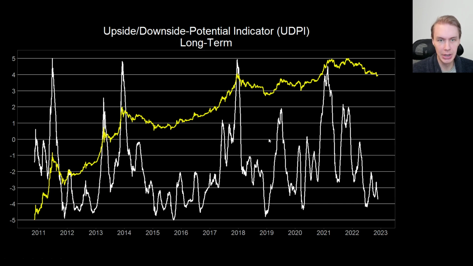We care about Bitcoin specifically, for example. I'm showing you now the raw output of the model across time. So the white line is UDPI level, yellow line is Bitcoin price. And you see that it does a really good job of characterizing risk in the Bitcoin market over this time.